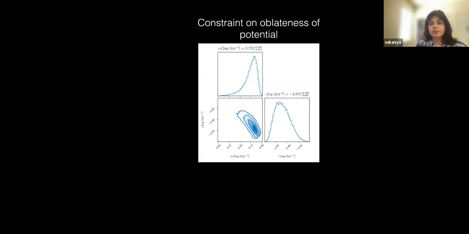So we were also able to get a constraint on the shape of the potential as traced by the pulsars, and this essentially corresponds to a very disk-like structure.